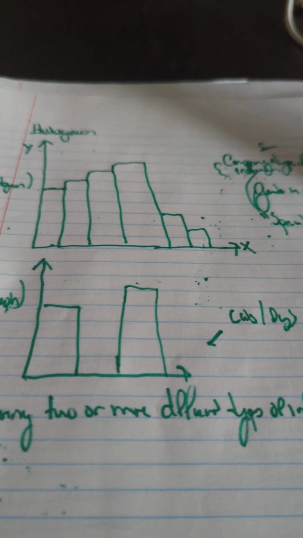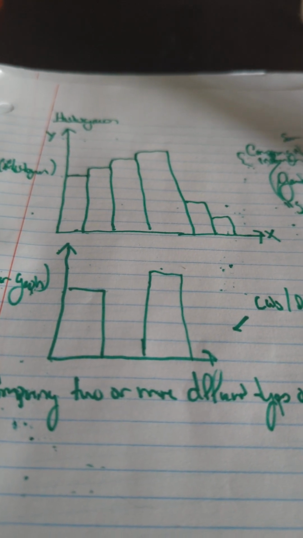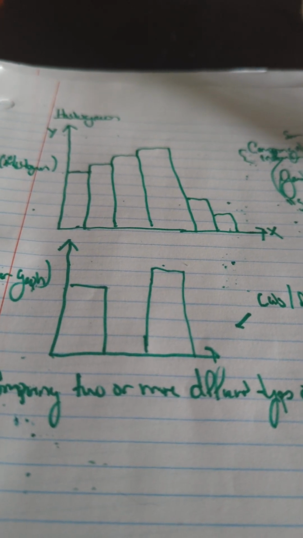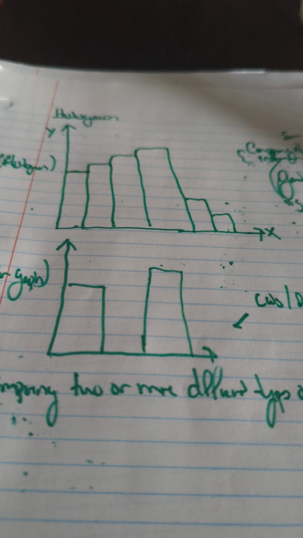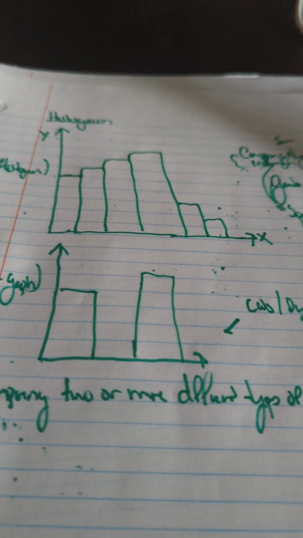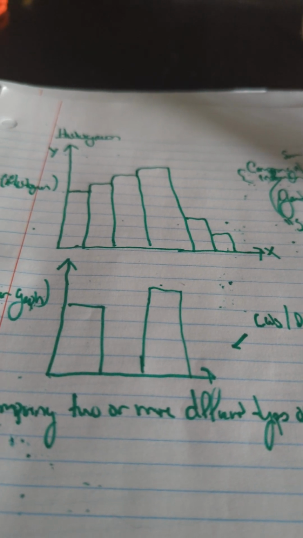A bar graph is different from a histogram because in a bar graph, the bars are separated, and it's talking about different types of information. We'll get into more detail about the mean, median, mode, range, interquartile range, etc. in the next video. But for the purposes of this video, you just want to learn the differences between a histogram and a bar graph.